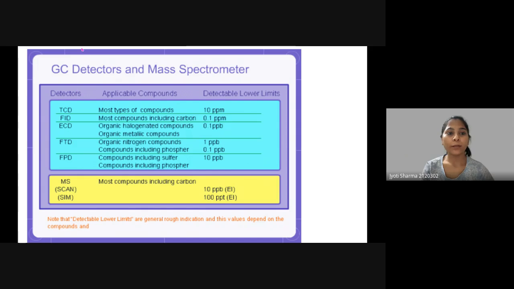So the one is TCD. This is very common. The most common is actually FID. So we have TCD, FID, ECD, FTD, FPD. We do have a lot of detectors, and I think a few questions are related to these detectors only.